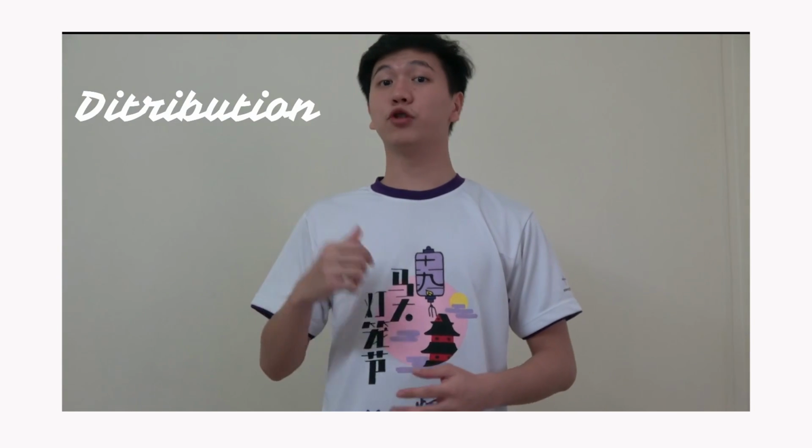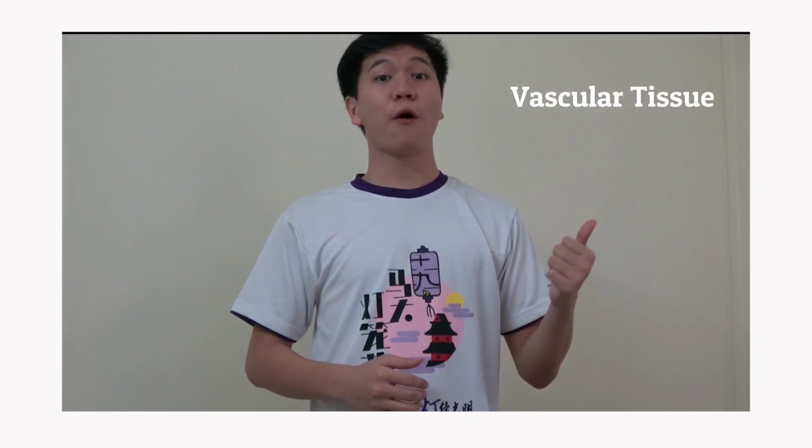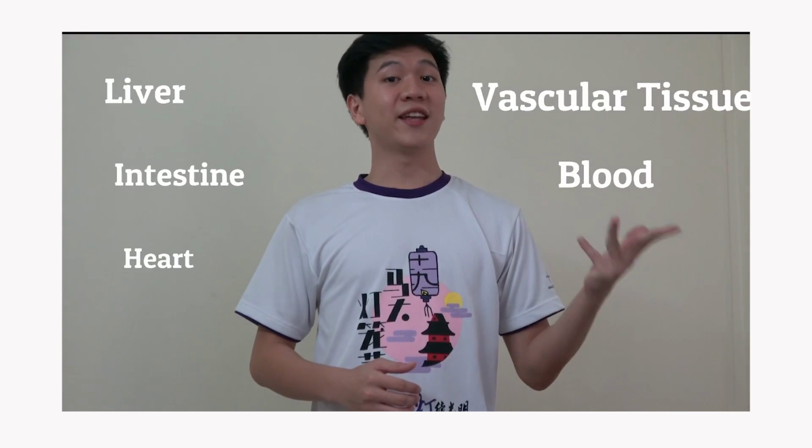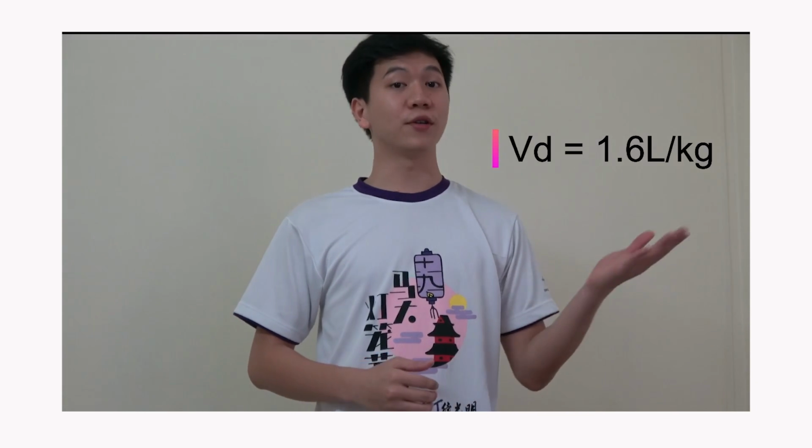Next is the distribution part. In animals, allopurinol can be found in the highest concentrations in vascular tissue, blood, liver, intestine, and heart. The volume of distribution for allopurinol is 1.6 liters per kg. Since the protein binding of allopurinol is less than 1%, this means that allopurinol is negligibly bound to plasma protein, which means that allopurinol can traverse cell membranes more efficiently.